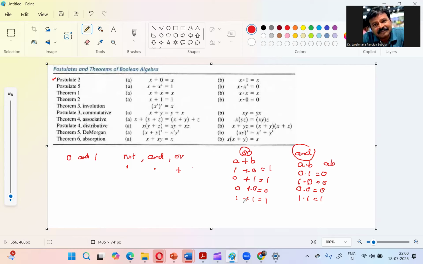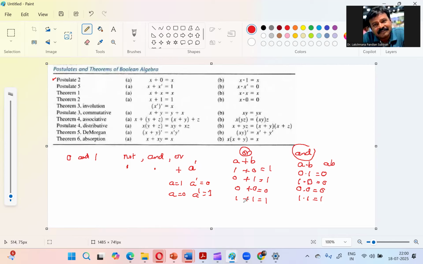And the NOT operation is A dash. If A is 1, then A dash is 0. If A is 0, then A dash is 1. That is the NOT operation.